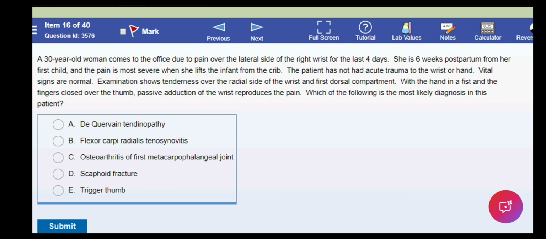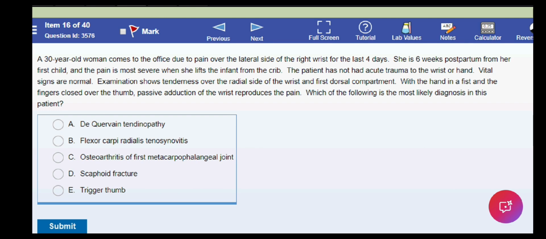A 30-year-old woman comes to the office due to pain over the lateral side of the right wrist over the last 4 days. She is 6 weeks postpartum for her first child, and the pain is most severe when she lifts the infant from the crib. The patient has not had acute trauma to the wrist or hand. Vital signs are good, so no fever, no infectious problem.